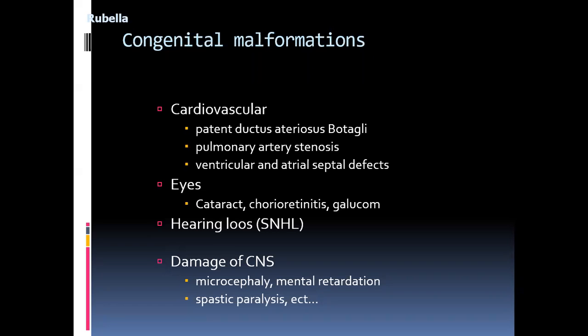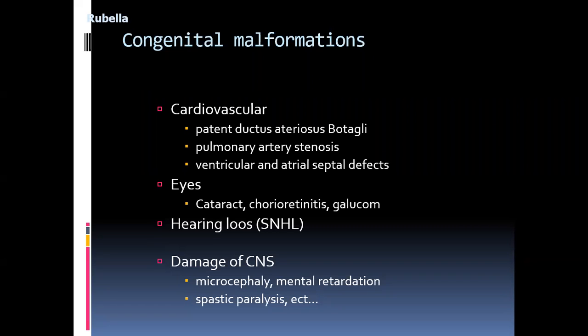Some have hearing loss, showing sensorineural hearing loss, and also damage of the central nervous system. They can produce microcephaly, hydrocephalus, and most probably intracerebral calcification. So they can produce disease in three main systems: the eyes, the central nervous system, and the heart.